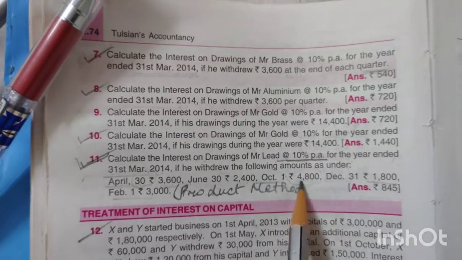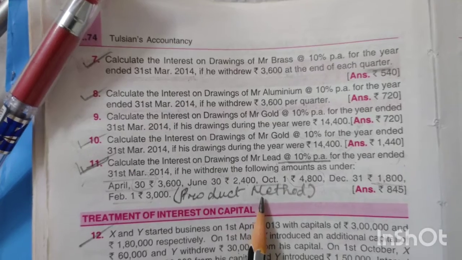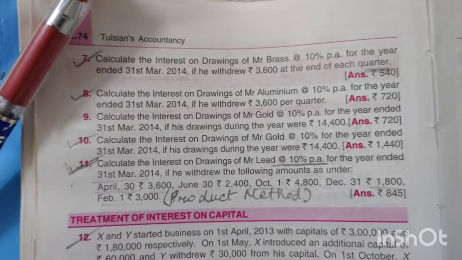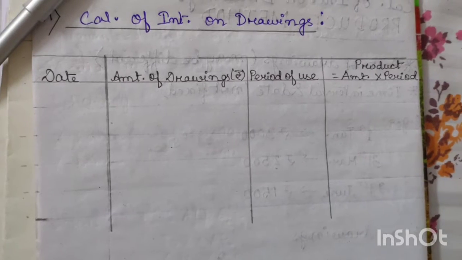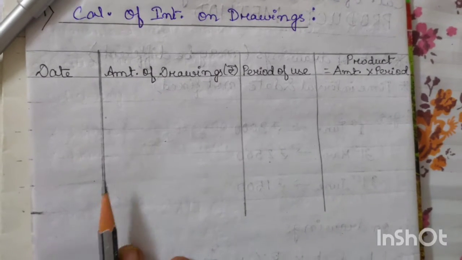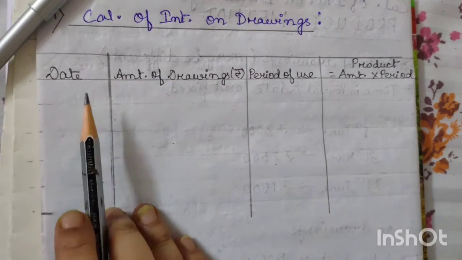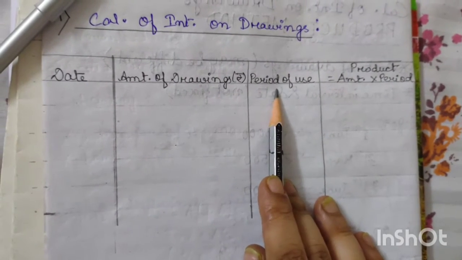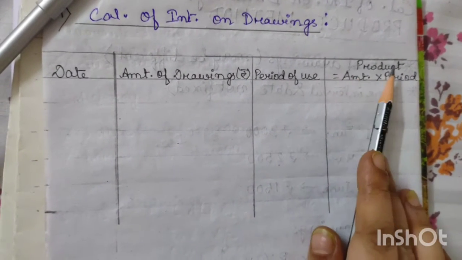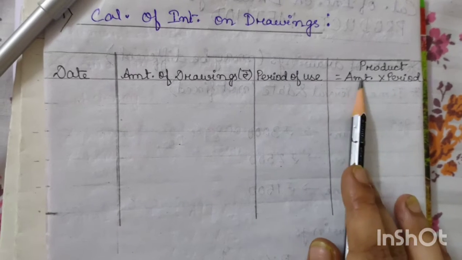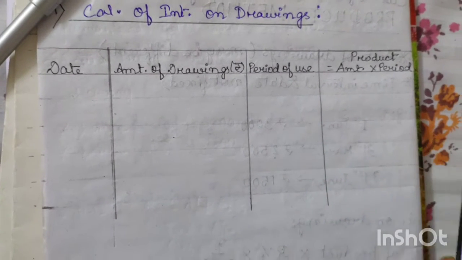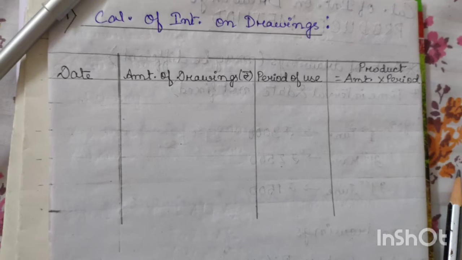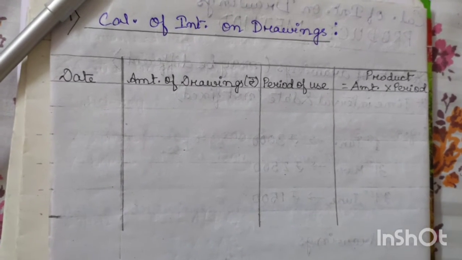So to calculate interest on drawings under product method, we have to make one table. Here you can see I have already made the table. The table will have 4 columns: date, amount of drawings, period of use, and then in the 4th column product, and the product means amount into period. Now first we will start recording the amount and date.